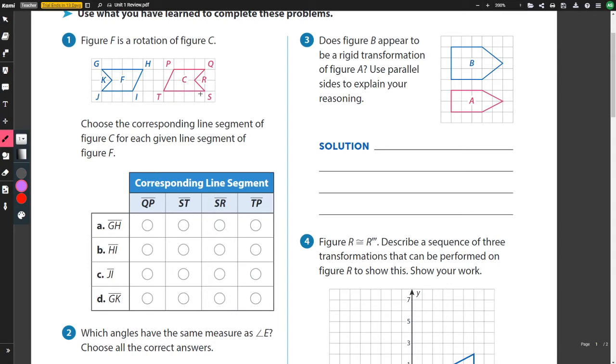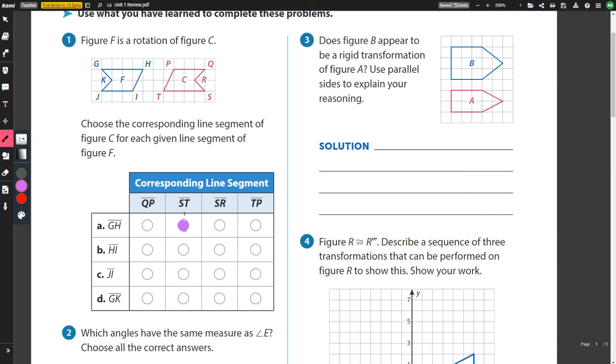I have ST, which is 1, 2, 3, 4. Okay, it might be ST. I'm going to leave a little mark there so I know. SR, no, it's not a straight line and it's not nearly long enough. And TP, nope. It's going at an angle and it's not long enough. So my answer is ST.